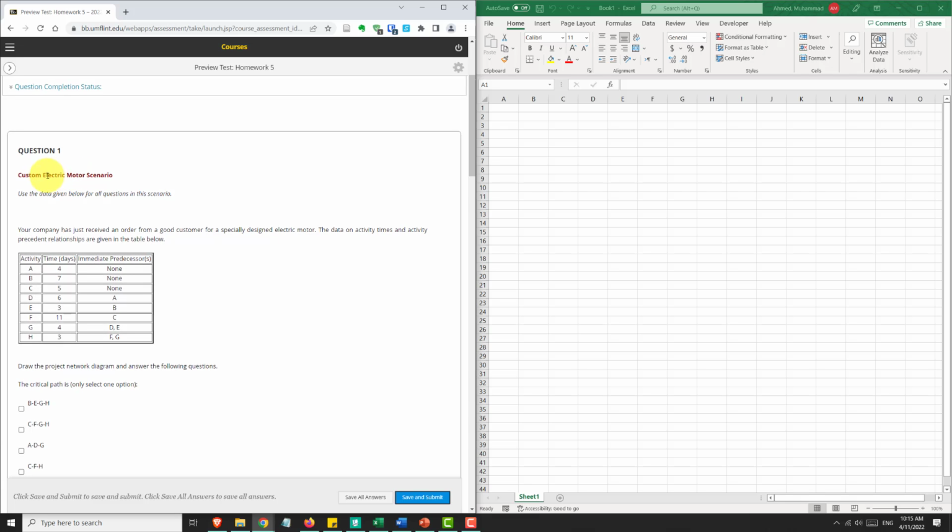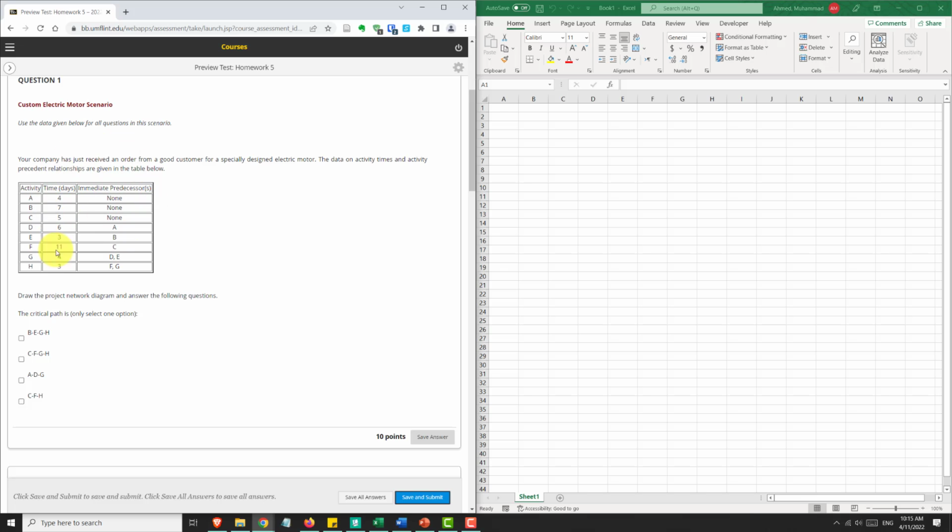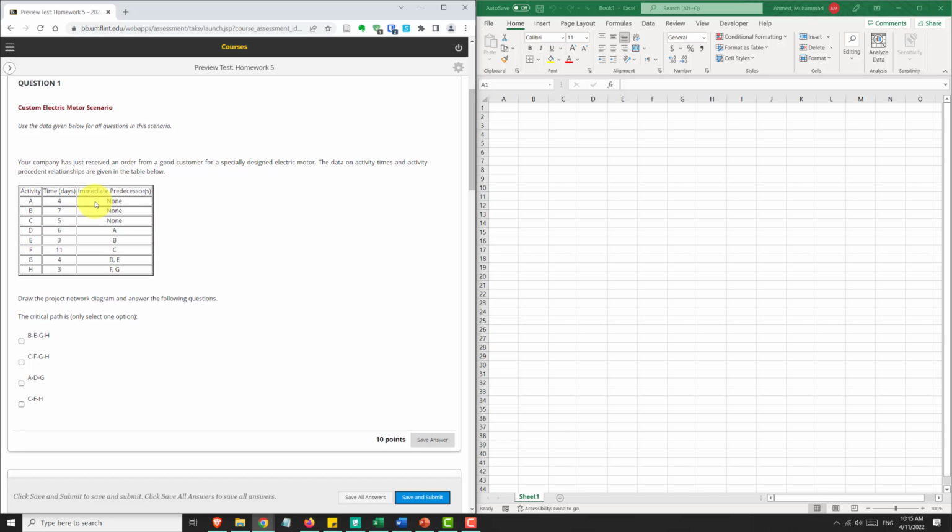Okay, let's start with the electric motor scenario. We have received an order for a specifically designed electric motor, and we have to do a project to create this motor. So maybe we've received some specifications, and now we have to do certain design and engineering related activities to make the motor. We have activity information right here, and we need to identify in question 1 the critical path.